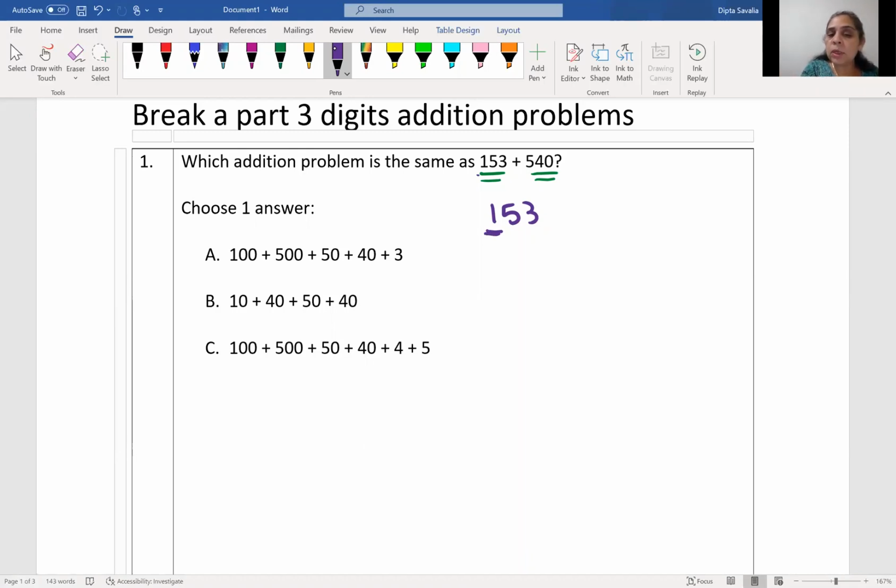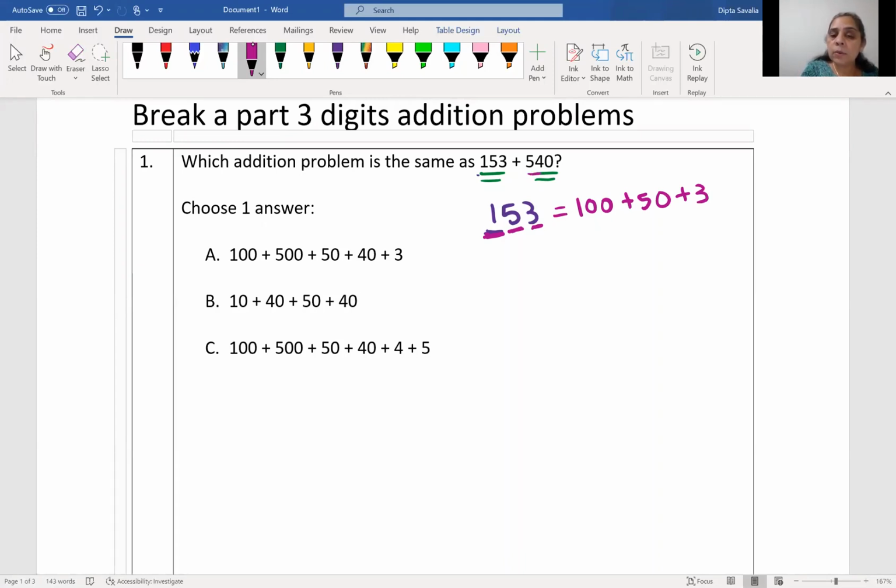What is this 1 telling you? What is the place value for 1? It's 100, right? And what does 5 stand for? It's the tens place value. So we have 5 tens. That means the value for 5 is 50. And how many ones do we have? 3. So the value is just 3.